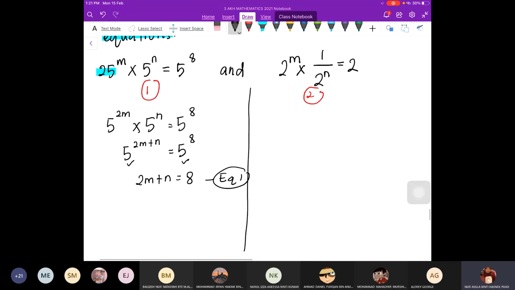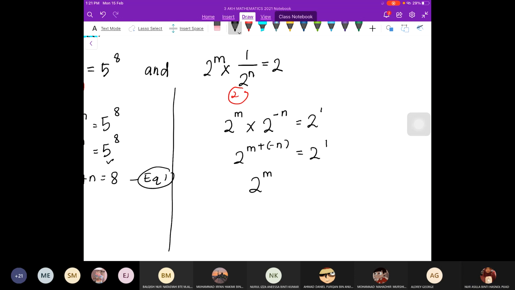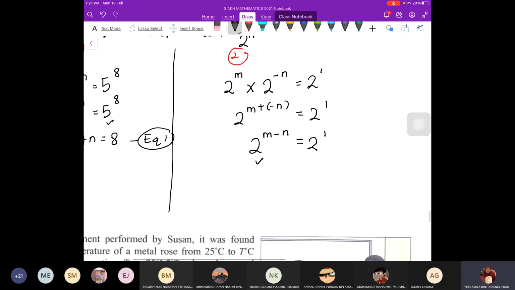Okay. And then kedua, kalau kamu tengok, 2 ni ada kat bawah. Tak boleh. Dia mesti berada di atas. 2 to the power of m times 2 to the power of negative n. Kita boleh bawa dia naik atas. So 2 to the power of 1. So 2 to the power of m plus negative n equals to 2 to the power of 1. So m minus n equals to 2 to the power of 1. Okay. Base dah sama. Jadi m minus n equals to 1. Okay, this is my second equation.